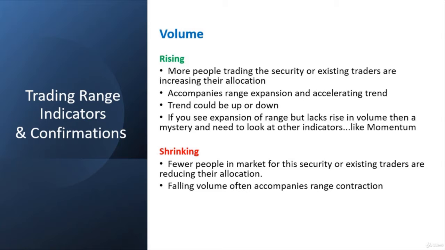And volume could be either rising or shrinking. Volume basically is looking at how many transactions, how many trades are happening. Is that going up or is that going down? So if volume is rising, as in more people are trading the stock, or maybe existing traders are just adding to their allocation, right? So it's not necessarily new people coming in, it might be existing people buying more. That tends to accompany a range expansion and really accelerates a trend, whether it's going up or down. As volume rises, that will tend to keep the trend going in that direction and really expand on it.